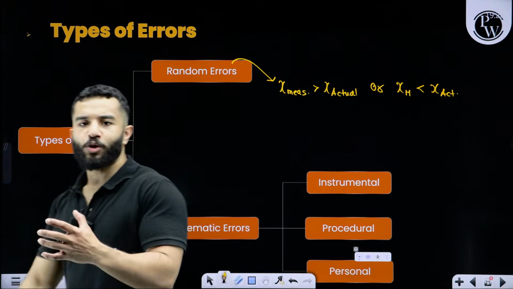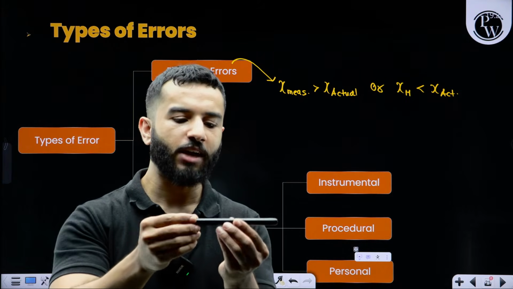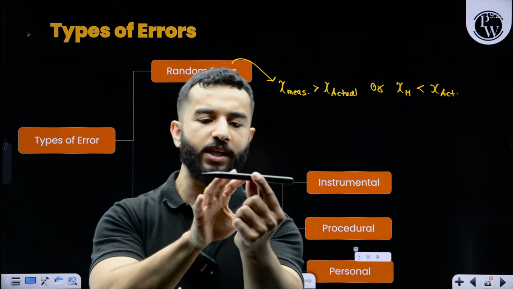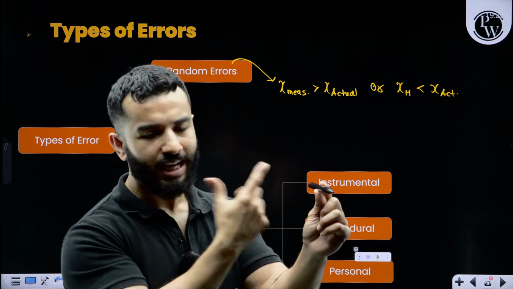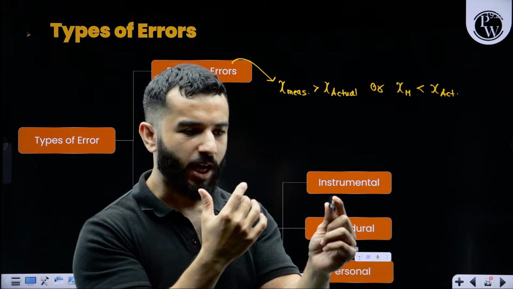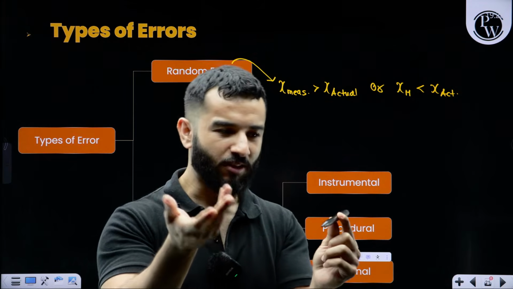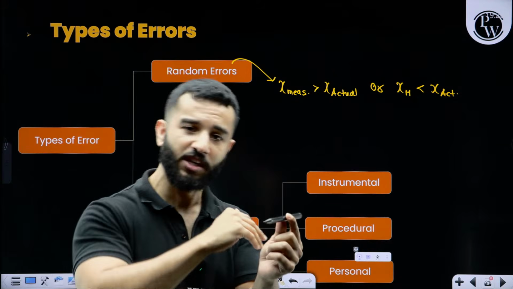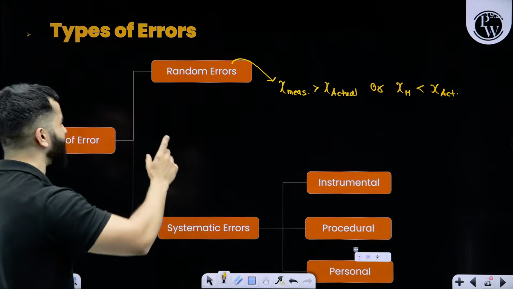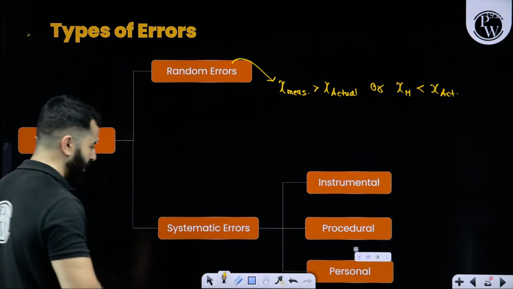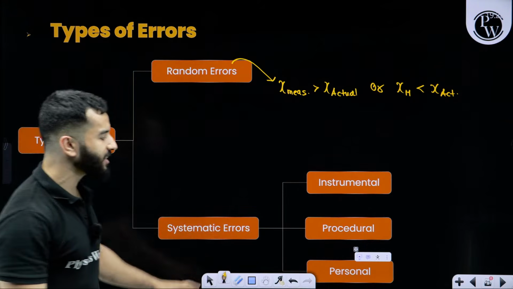Suppose I have given 10 students the task to measure the length of this pen. Someone marks it as 9.6, someone as 10.3, someone as 8.6, someone as 11.2. So errors can be random, right? So these are going to be random errors. Then the second type of errors are known as systematic errors.